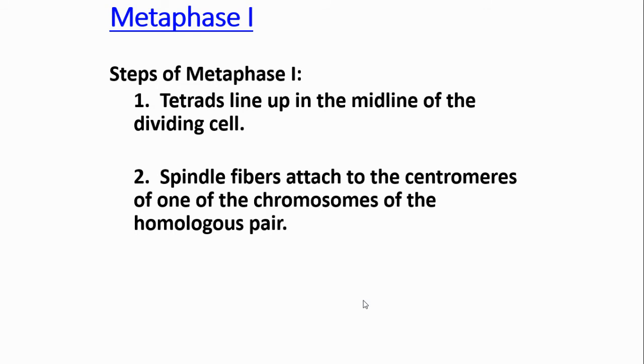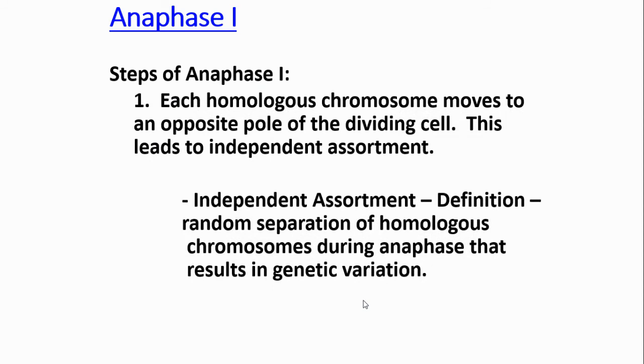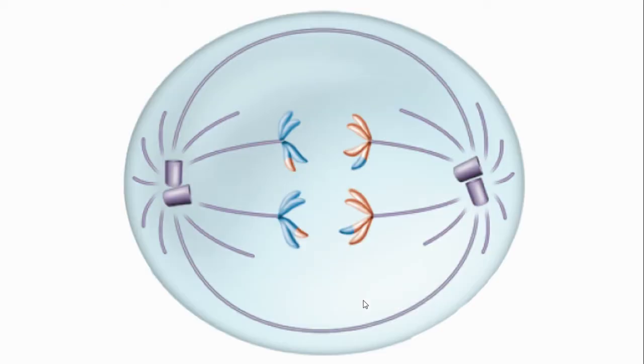Metaphase 1, we're going to have the tetrads line up at the midline of the dividing cell. Spindle fibers are going to attach to the centromeres of one of the chromosomes in the homologous pair. In anaphase 1, each homologous chromosome is going to move to the opposite pole of the dividing cell, and this is going to lead to independent assortment. Independent assortment is the random separation of homologous chromosomes during anaphase that results in genetic variation.